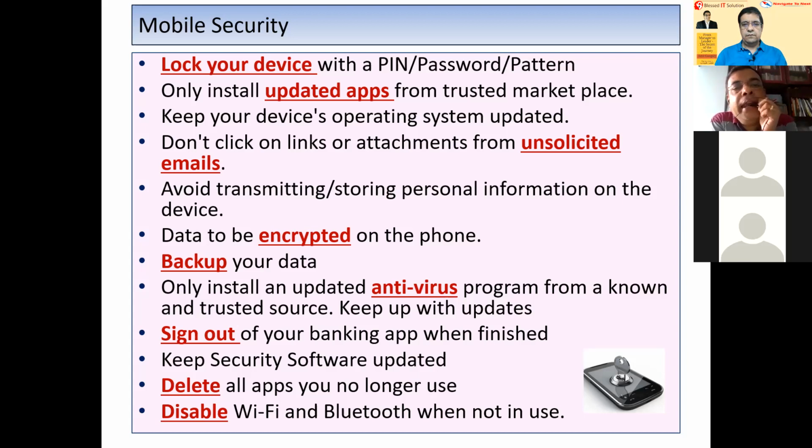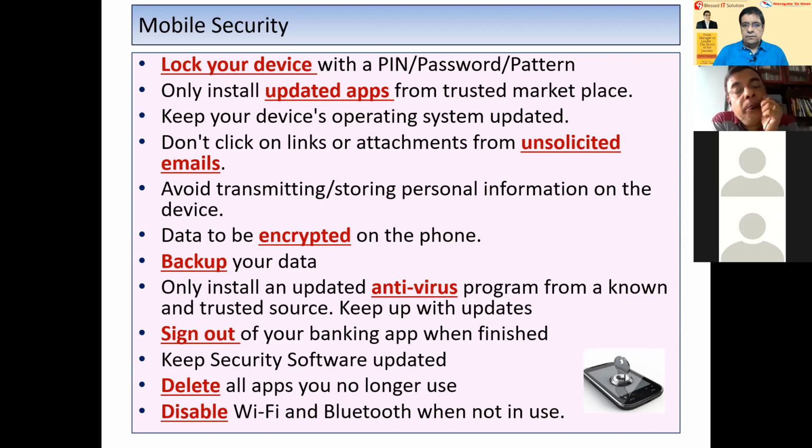Don't click on any attachment from unsolicited emails. We have already discussed this. Always try to avoid transmitting or storing personal information on the device. This we have also discussed. Data has to be encrypted on the phone. Ideally, either you enforce encryption on the phone or you use system emails, which are already encrypted. I know Gmail, Yahoo, they are all encrypted. Even your WhatsApp is encrypted, that is what they say.